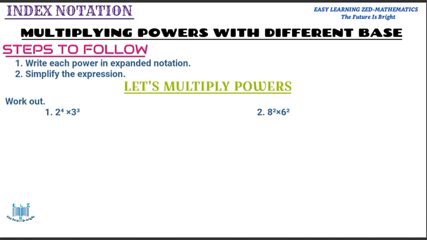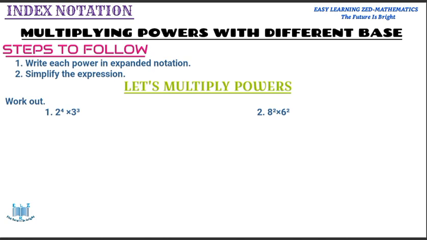I'm going to use these two questions to demonstrate how we multiply powers with different bases. As you can see in the first question, we have 2 to the power of 4 multiplied by 3 to the power of 3. These powers have different bases, which means we are going to multiply powers which have different bases. The instruction given is work out, so they have just asked us to work out these expressions. Let me start with number 1.